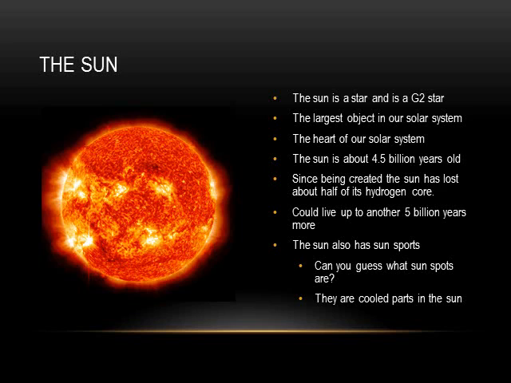Something very noticeable on the Sun are its sunspots. Now, what are sunspots? They are cooler regions on the Sun. They look dark in comparison to the rest of the Sun. Although not fully understood, they are thought to be caused by interactions with the Sun's magnetic field.